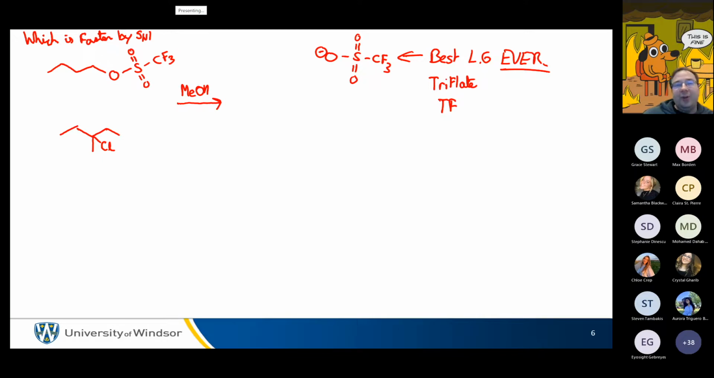Okay, so we have this comparison here. We can make a primary carbocation with the best leaving group ever, or we can make a tertiary carbocation with a moderately okay leaving group. Which one do you think is faster?